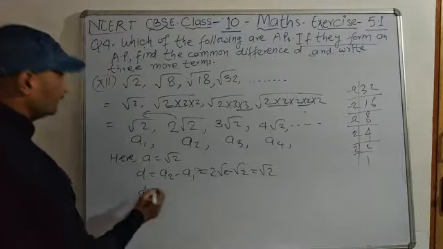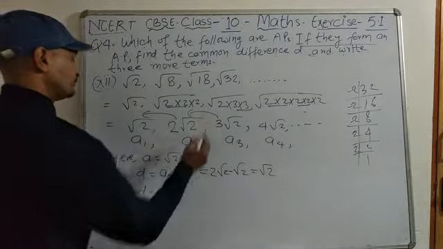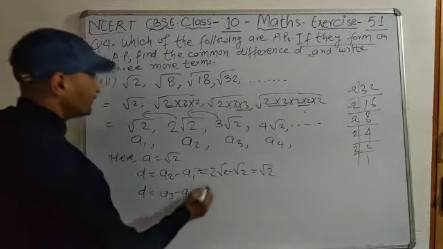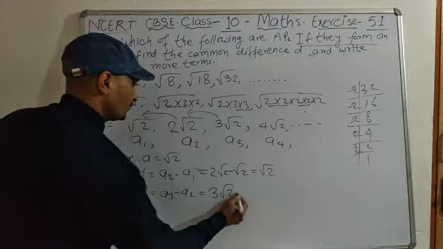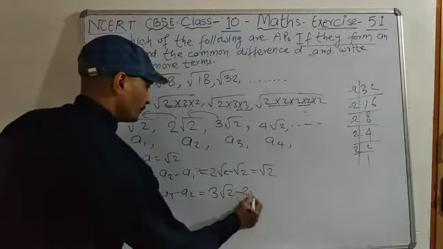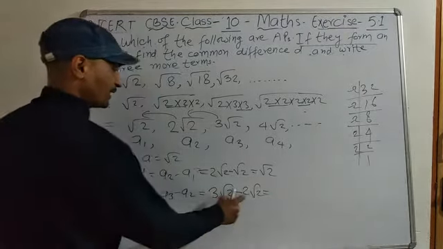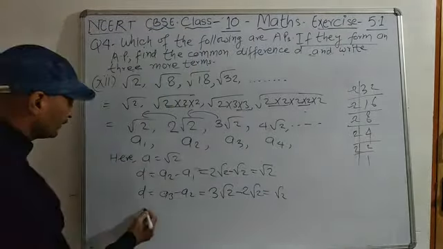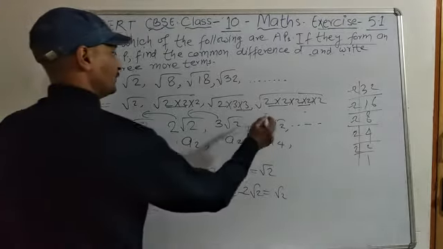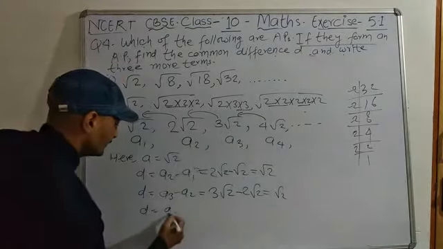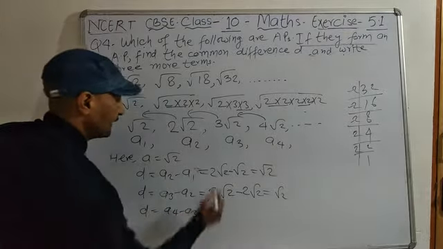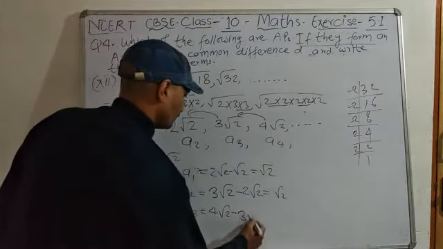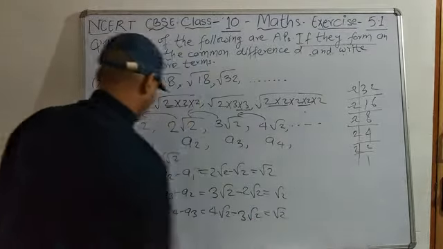Next common difference is a3 minus a2. What is a3? a3 is 3 root 2 minus a2, which is 2 root 2. We subtract, 3 minus 2, 1 root 2. 1 root 2 and root 2 is the same thing. Next, a4 minus a3, that means 4 root 2 minus 3 root 2, it is also 1 root 2.